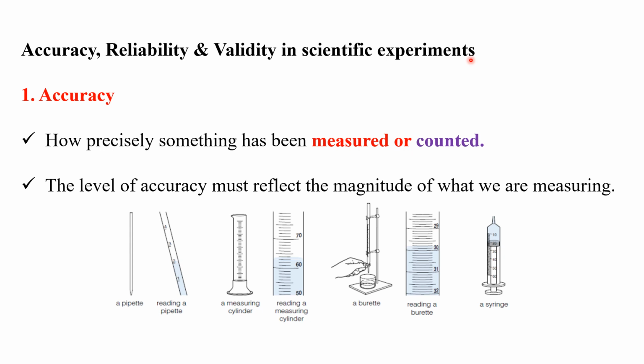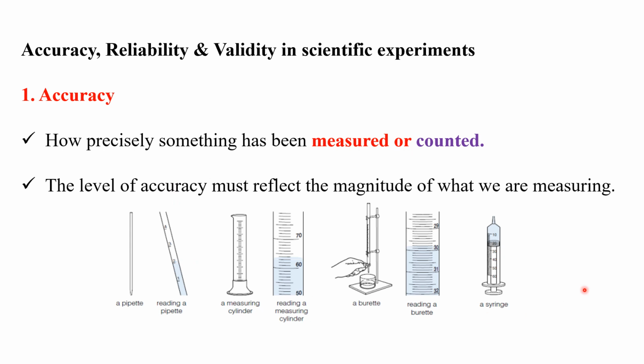The first one is accuracy. Accuracy is how precisely something has been measured or counted. When we carry out scientific experiments, we are measuring and counting something to get information. So how precisely or correctly is it measured or counted? This level of accuracy must reflect the magnitude of what we measure.